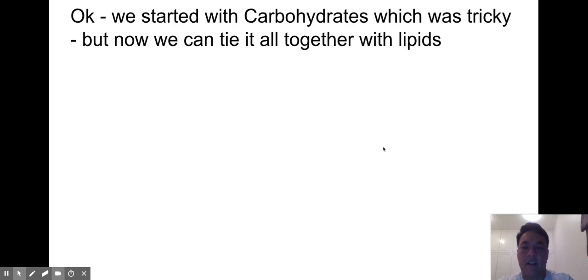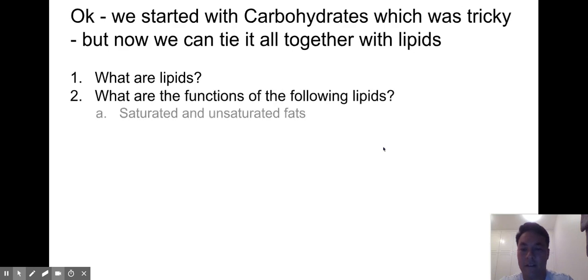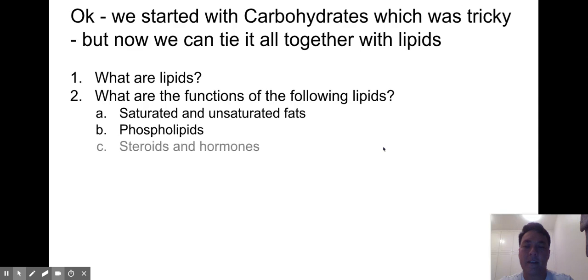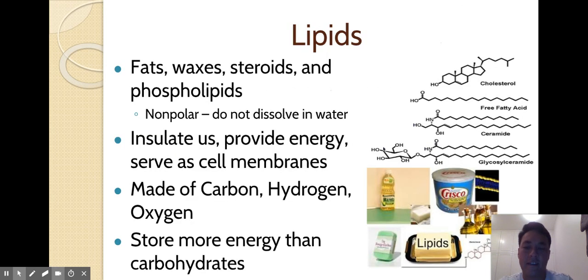Okay, so we started with carbohydrates, which is tricky, but now we can tie it all together with lipids. So what are they? What are the functions of the following lipids? Saturated and unsaturated fats, phospholipids, steroids, and hormones. And what structures lead to the functions listed above? Can you do that? If so, then you can fast forward through the lipid section. If not, let's relearn it together.